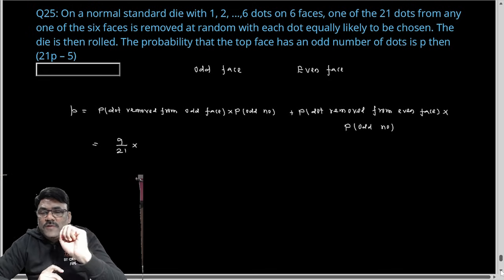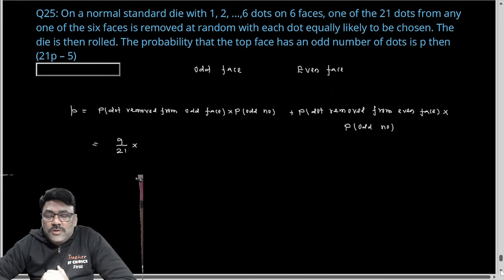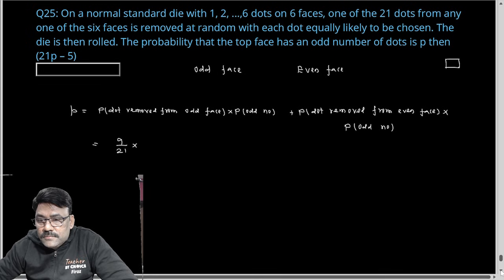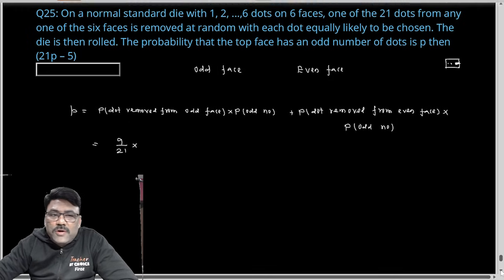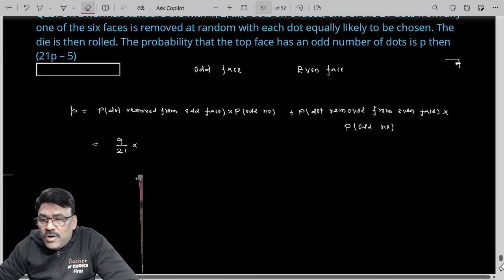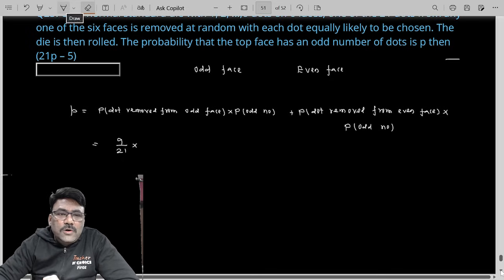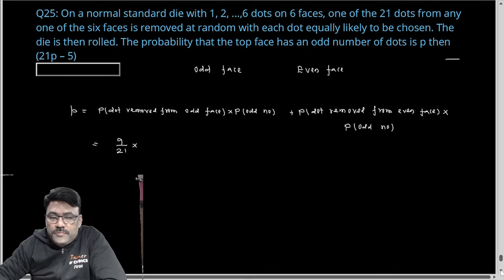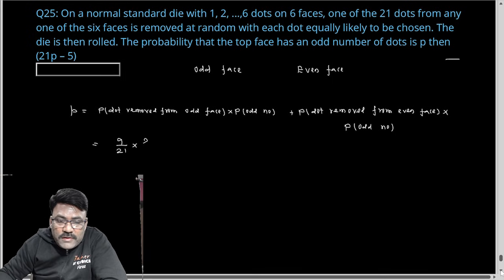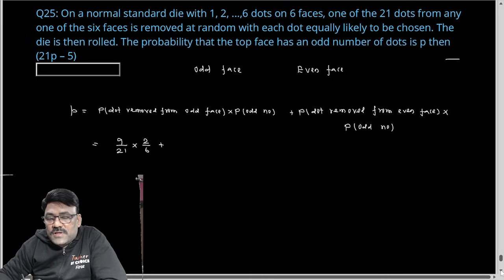From one of the odd faces, one dot is removed. So now only 2 faces out of 6 have an odd number. Let's say the die containing 3 loses 1 dot, so now it has only 2 dots. So out of 6 faces, only 2 faces have odd numbers, and hence the probability of getting an odd number will be 2 by 6. This is the first case.